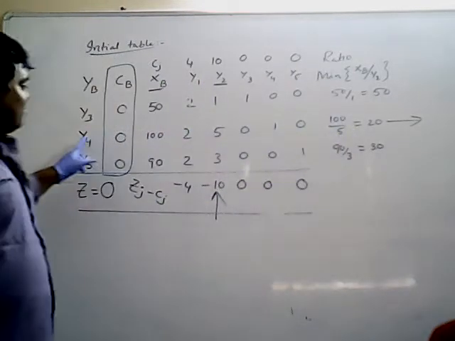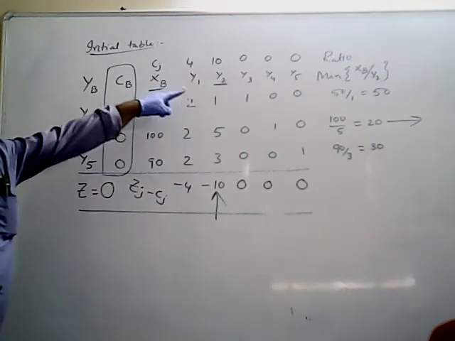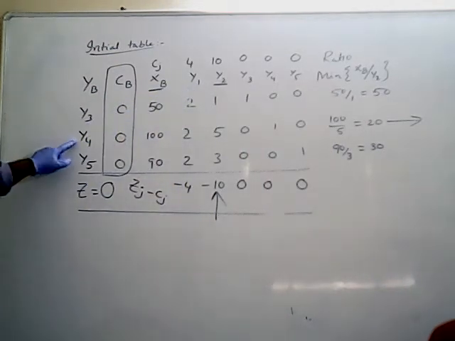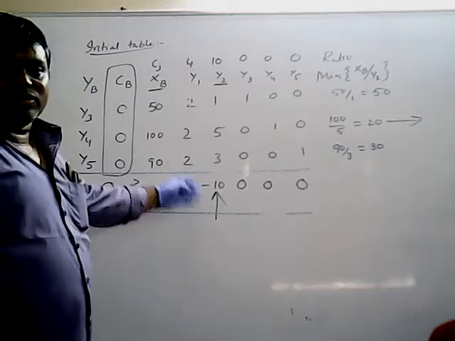And in place of y4 in the next table, which variable enters? Y2 enters. So in place of y4, y2 enters. Okay, I think it is clear. Okay, next step, so this is a calculation.